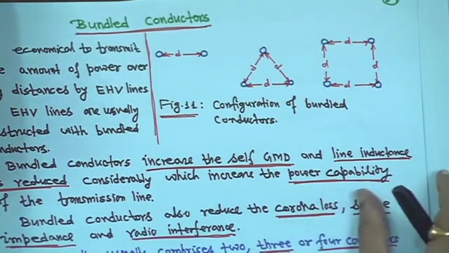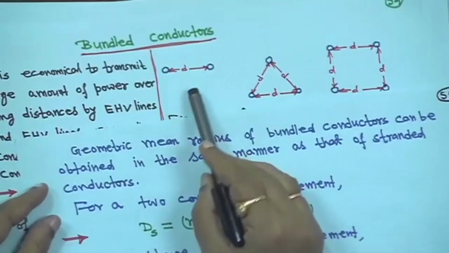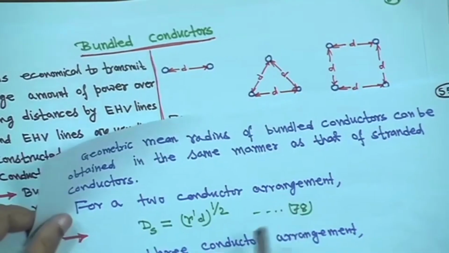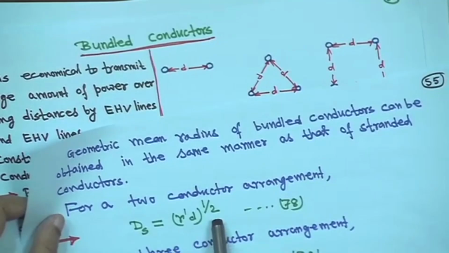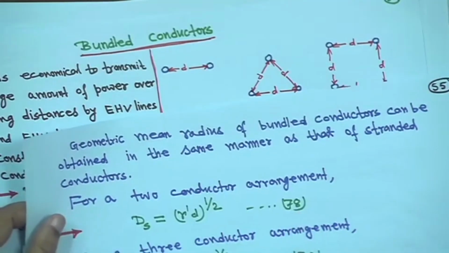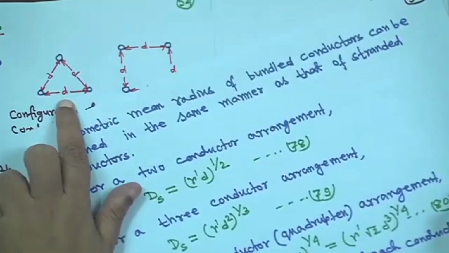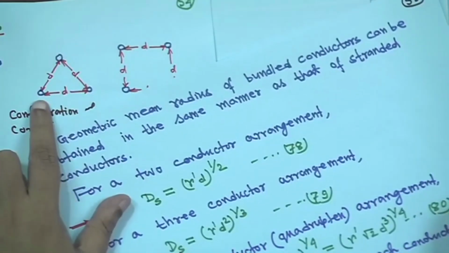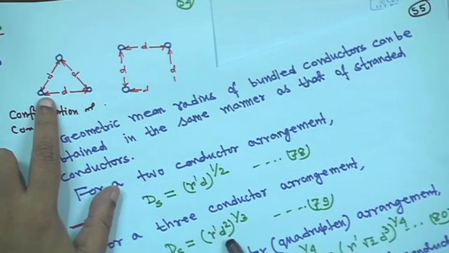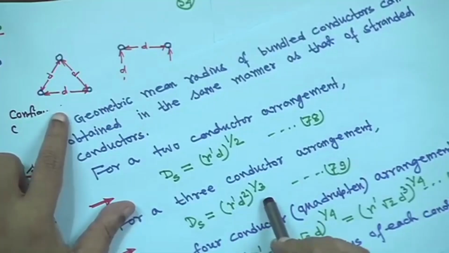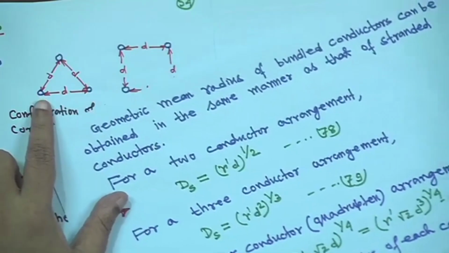If you try to find out what will be the self GMD for all these configurations, for example, take this 2 conductor case. For a 2 conductor arrangement, ds will be just r dash d to the power half, this is equation 78. Similarly, if you consider the 3 conductor configuration, then ds is equal to r dash d square to the power 1/3.